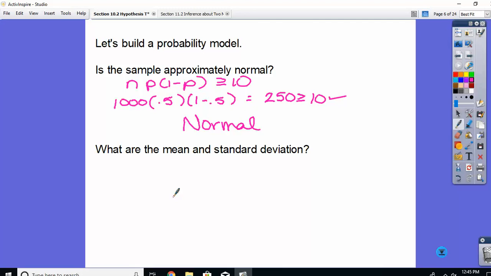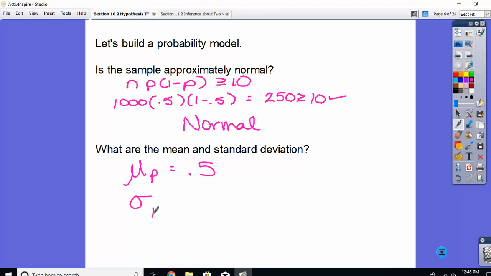You did it on the last test. It's on your formula sheet. We know the mean is just what? It's just your p. So the p that we are using is 0.5. We're not talking about the p hat yet. The p hat is the one we will be testing against. So we're just using our mean of 0.5.